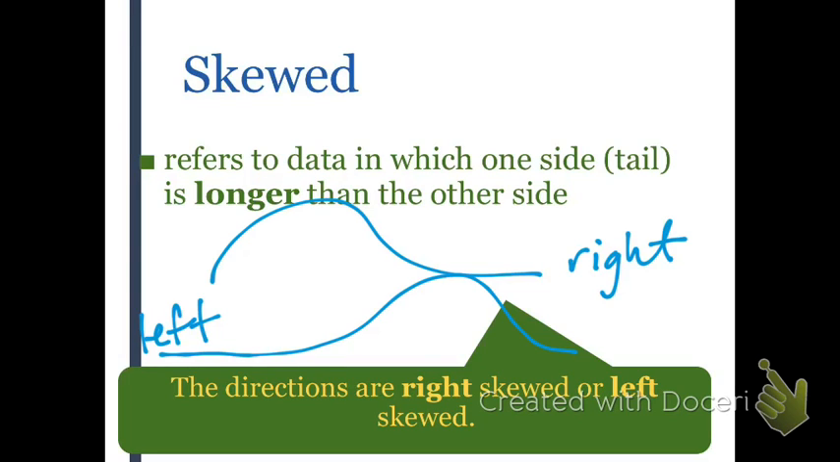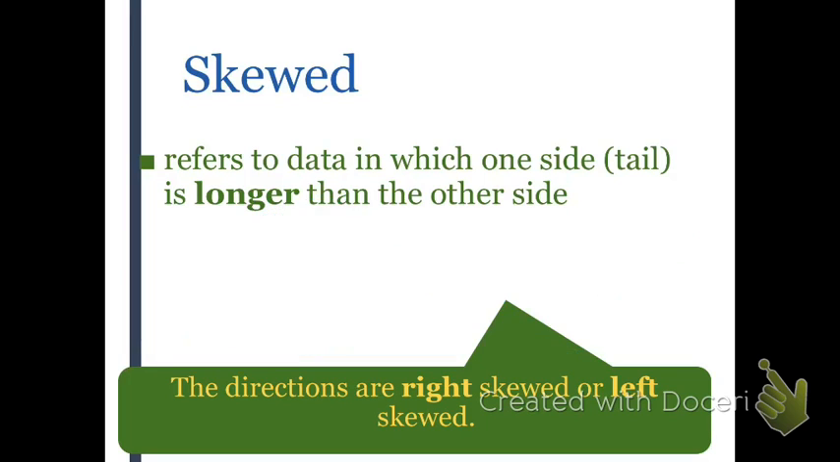A lot of times the AP test will consist of scenarios in which you have to decide what type of distribution it is. Like, would it be a right skew? Would it be a left skew? So we're going to have a lot of practice reading a scenario and deciding the shape of what that would be. It's a right skew.